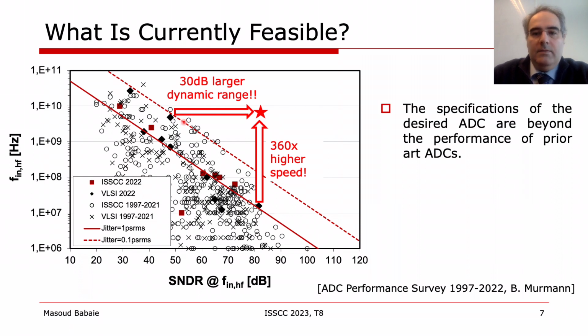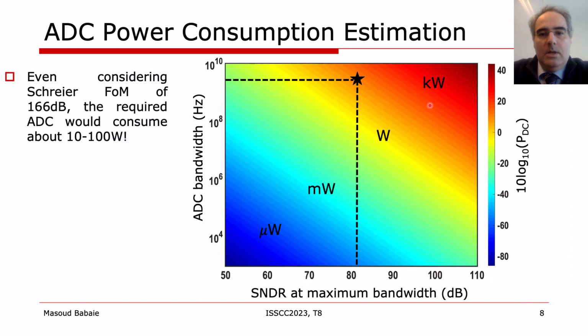On the other hand, if we consider the state-of-the-art ADC with a maximum operating frequency of 7 GHz, its dynamic range is 30 dB lower than the desired dynamic range of the required ADC. Consequently, current ADCs cannot satisfy the required ADC specifications by a large margin. Even considering a Schreier FOM of 166 dB, the required ADC would consume about 10 to 100 watts. Consequently, it is not feasible to efficiently implement the required ADC in the DAC/ADC-based software-defined radio structure.